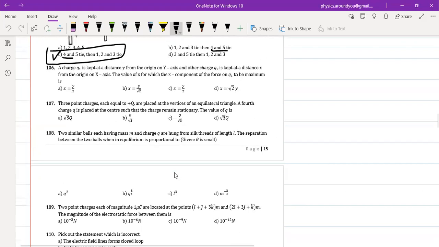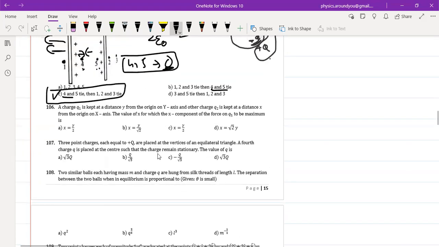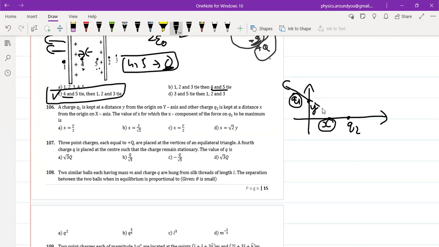Now, question 106. Well, this requires a lot of thinking. There's a charge Q1 kept at a distance of y, whereas charge Q2 is at a distance x. What is the value of x for which the horizontal component of force acting on Q1 is maximum? You see, Q1, Q2 are like charges, so they repel. The direction will be like this.